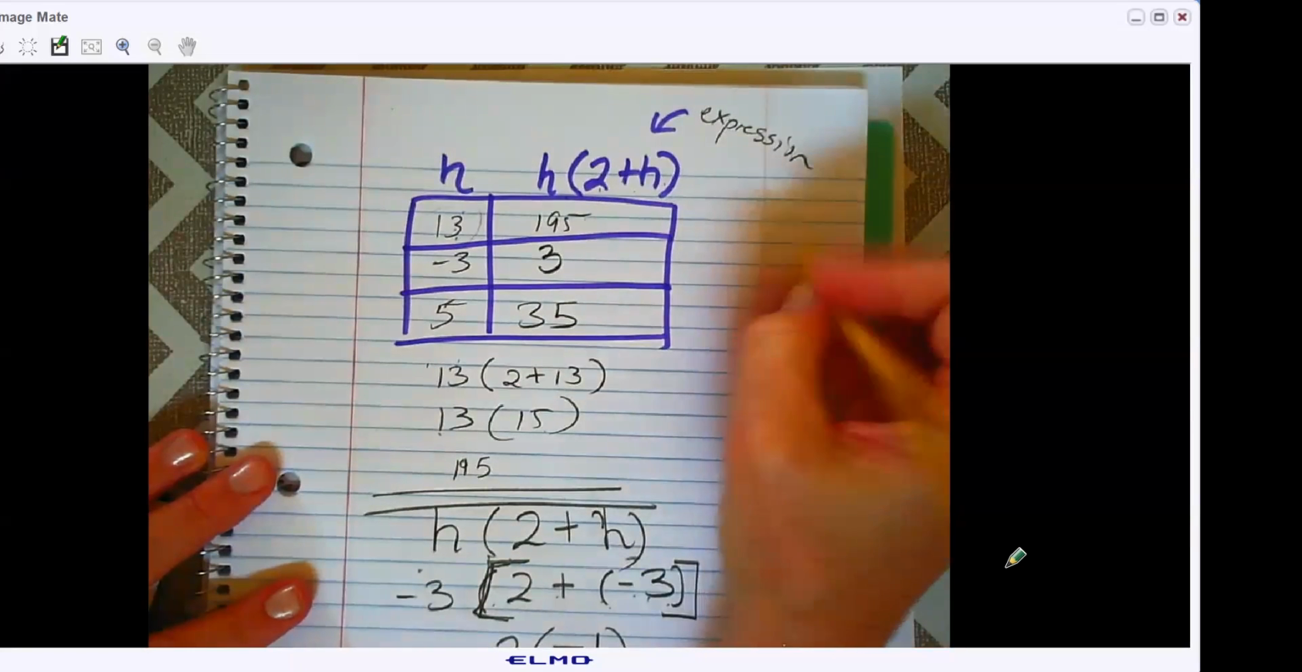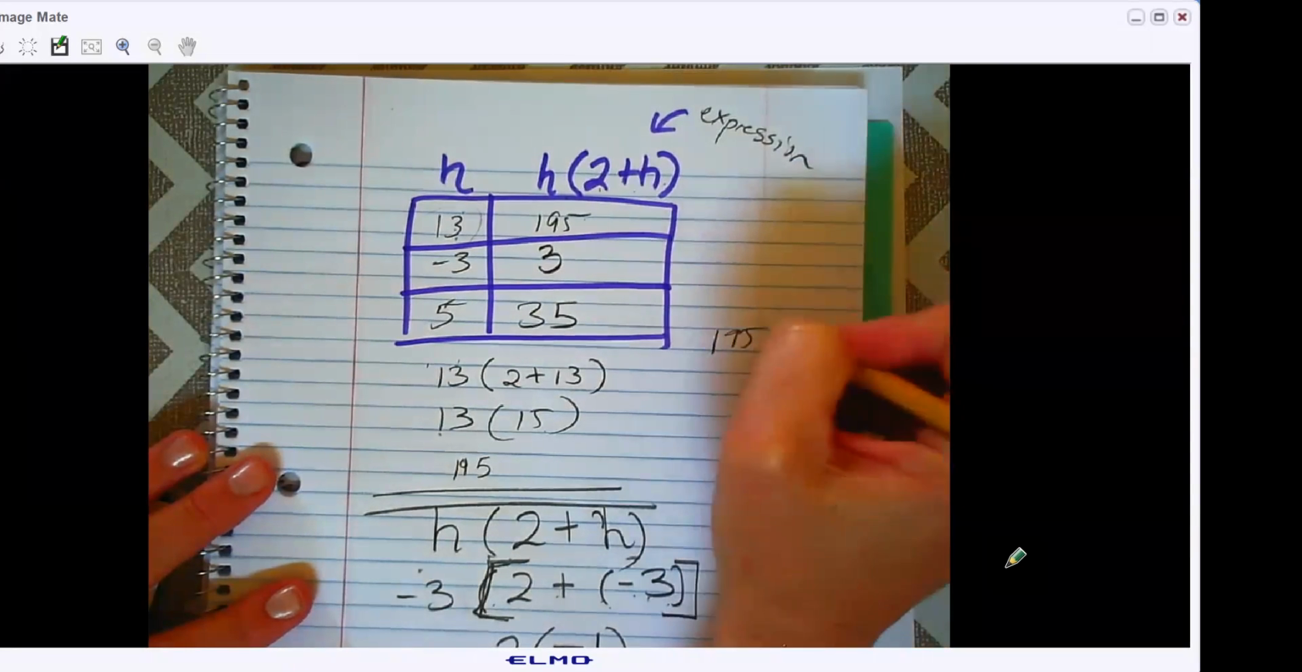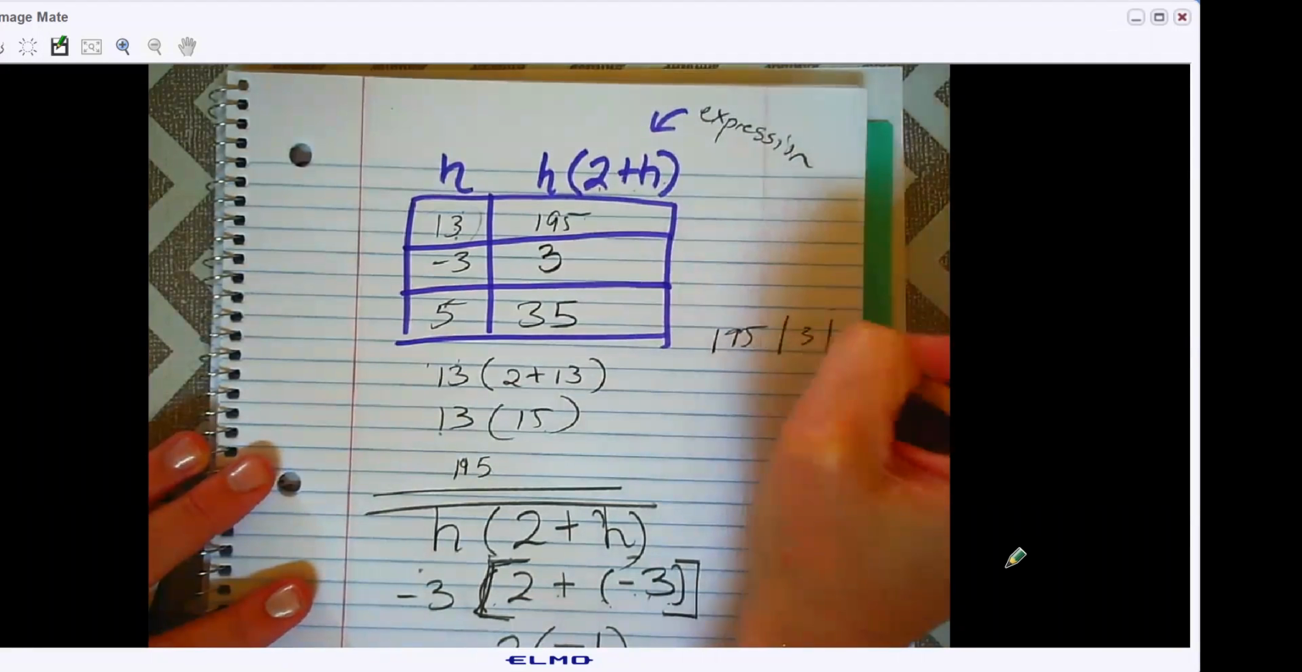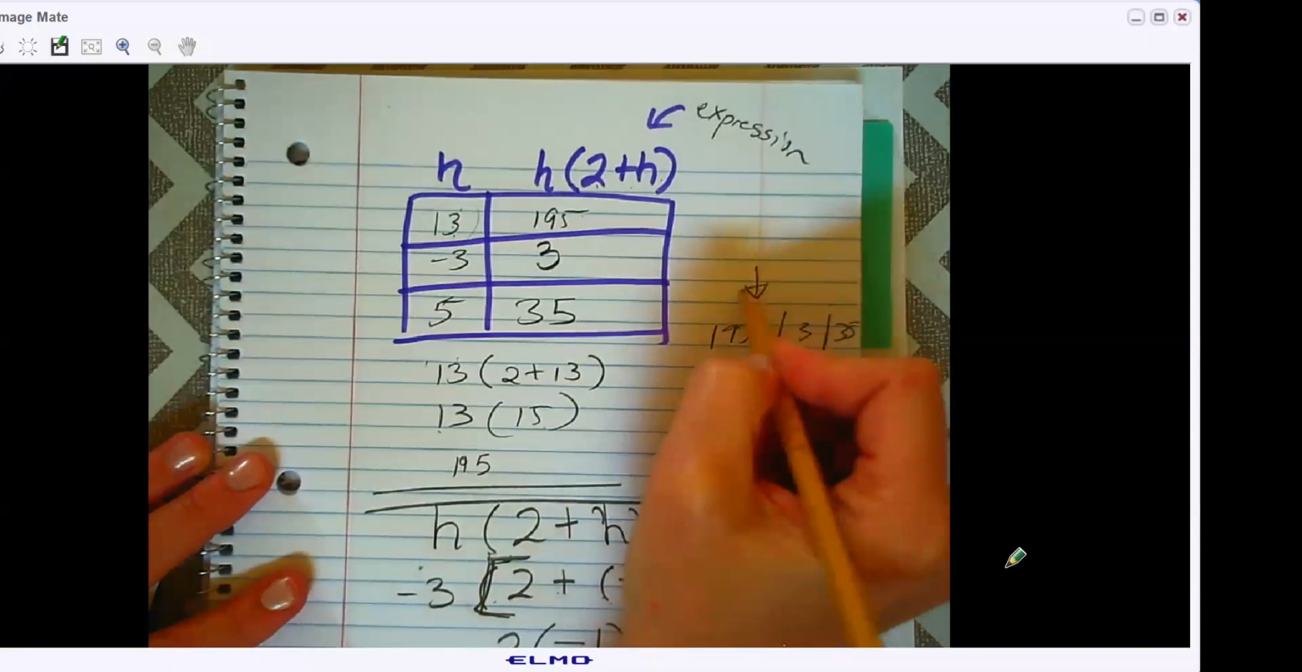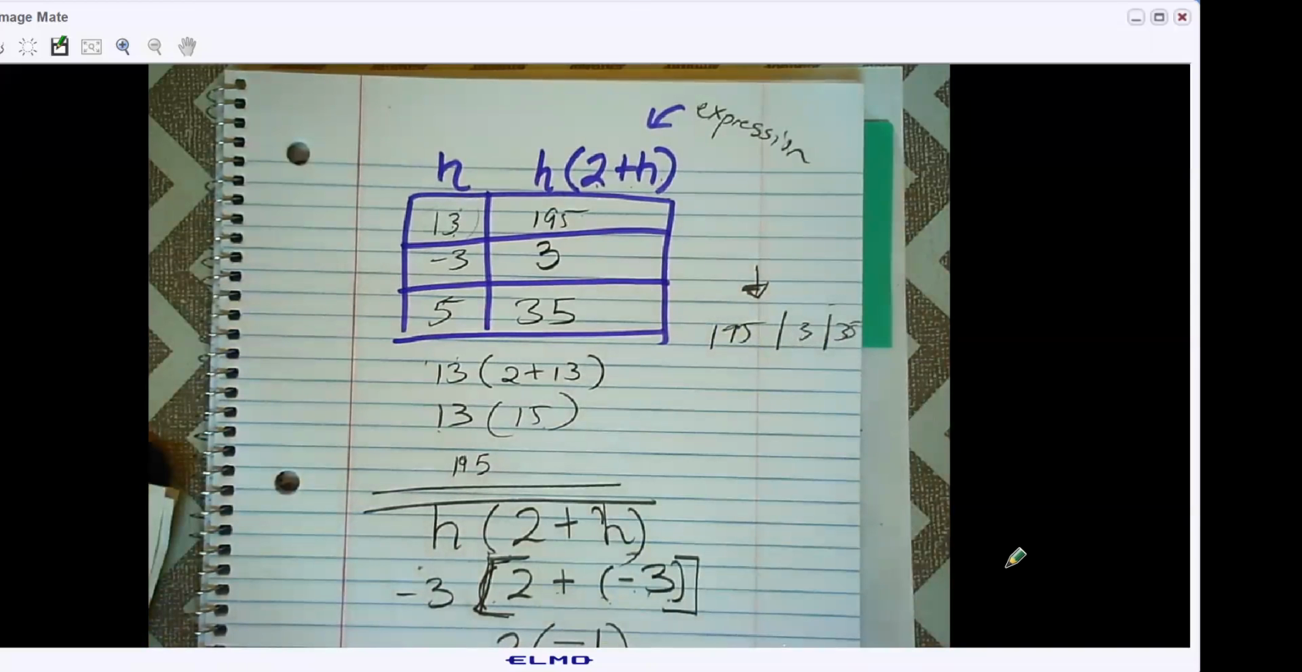And on your Google form, it's going to be 195, a separator, 3, a separator, and then the last value of 35. So if you've seen my test, I'm not trying to trick you. Some of my answers are so far off that if you just did the math and were remotely close, you'll get it right.